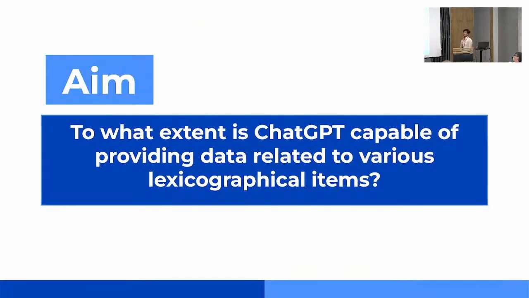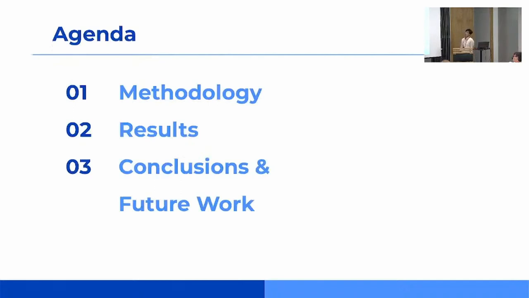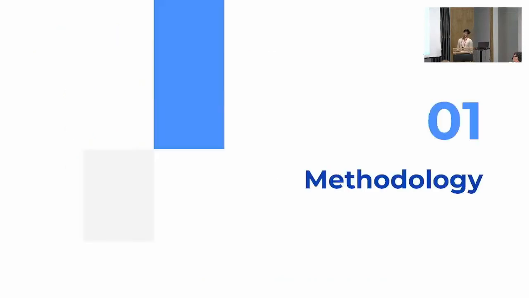So this is the aim of our study. We want to explore to what extent ChatGPT is capable of providing data related to various lexicographical items. And we also want to see the similarities between the answers and data provided by ChatGPT and Oxford Learner's Dictionary. And now I'm going to go through the methodology, results, conclusions, and future work.